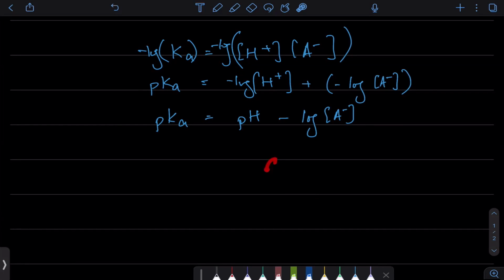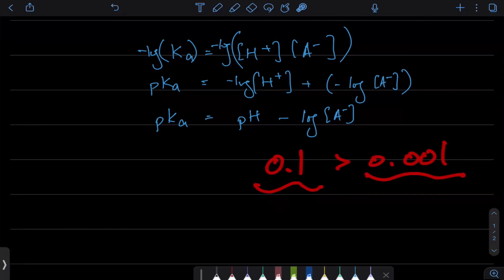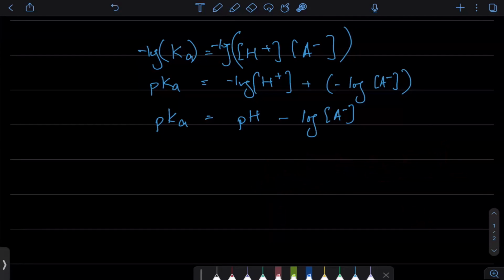So 0.1 is a bigger value than 0.001. But the power of 10 here is minus 1, so with the minus log it becomes plus 1. And this is minus 3, multiplied by minus 1, plus 3. So the pH of this situation will be 1 and of this situation will be 3, clearly telling me that the relation is reverse. A lower pH means a higher extent of H positive, and a higher pH means the opposite. So just like that, the pKa situation will be similar.